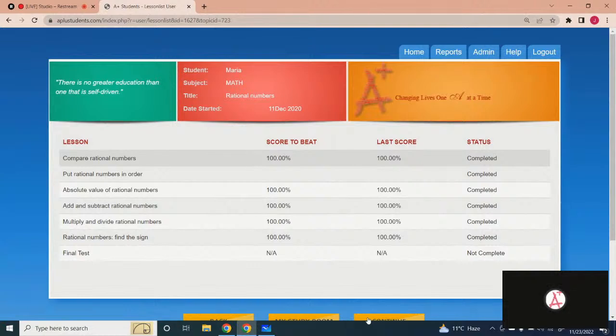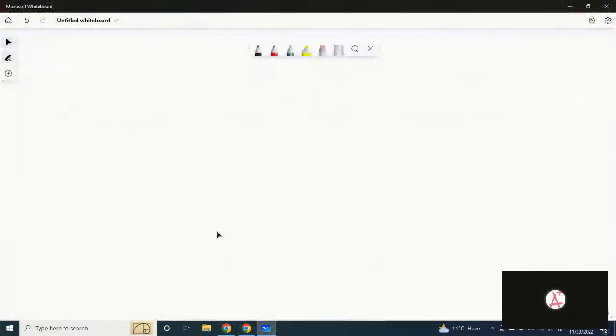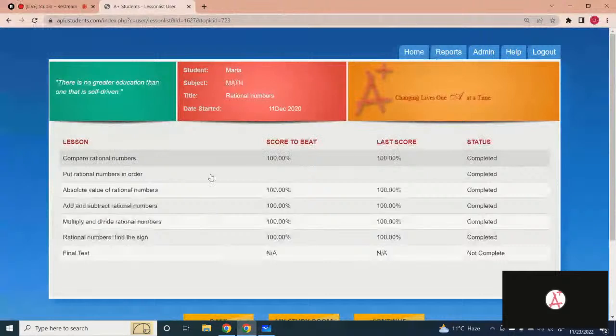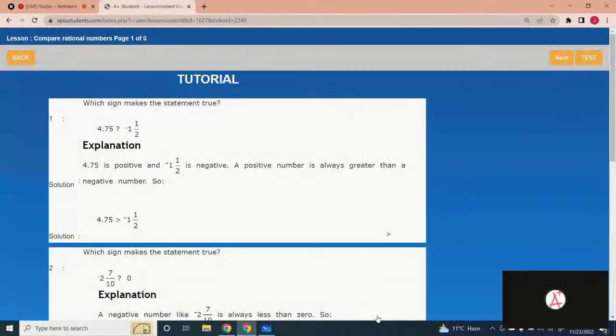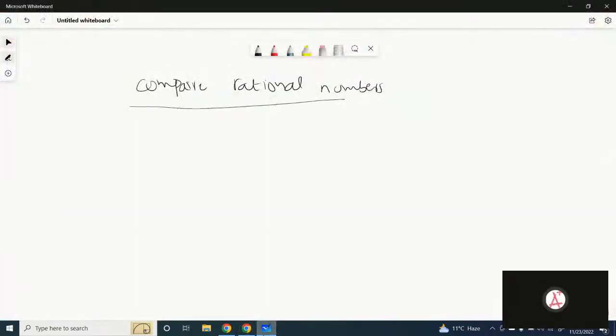So let's start with rational numbers, and the first topic is compare rational numbers. Let me write down the lesson name. Let's start with the first topic, compare rational numbers. First of all, we're going to learn what rational numbers are. Let me write down the definition of rational numbers.